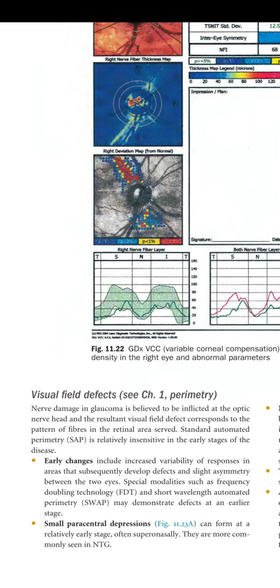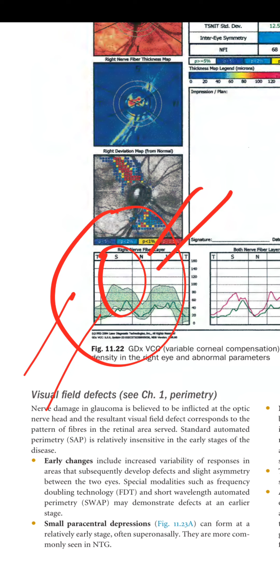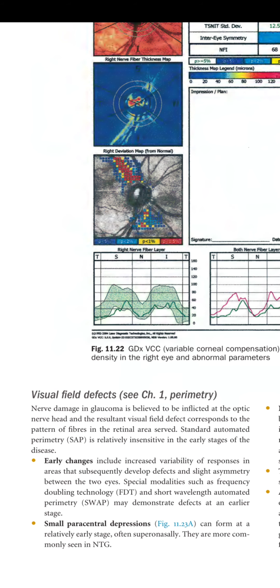So visual field defect is one of the very important investigations that you must perform in a patient of glaucoma. Nerve damage in glaucoma is believed to be inflicted at the optic nerve head, and the resultant visual field defect corresponds to the pattern of the fibers in the retinal area served. The optic nerve has different fibers going to it, so the area which is affected depends on that, and then there is a corresponding visual field defect. Standard automated perimetry, SAP, is relatively insensitive in early stages of the disease.